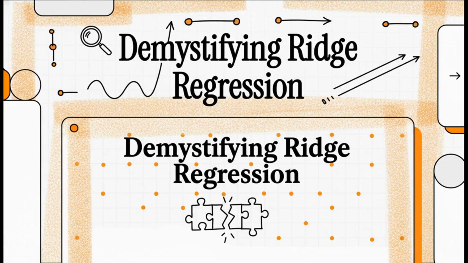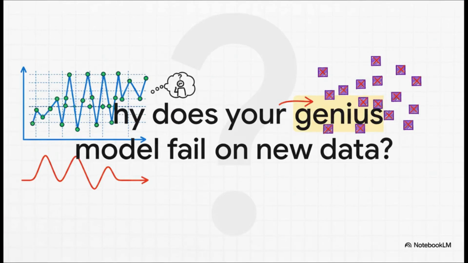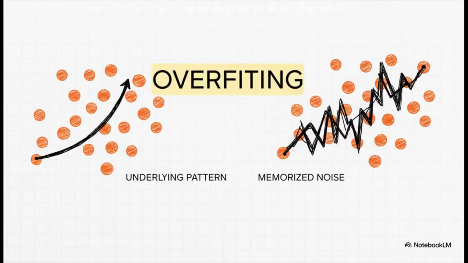Let's dive in. So picture this. You've just spent all of this time building a predictive model. You run it on your training data and the accuracy is amazing, like almost perfect. You're feeling pretty good about it. But the second you show it some new, real-world data it has never seen before, it all falls apart. So what on earth is going on? Well, there's a name for that problem, and it's a classic pitfall in machine learning: overfitting.